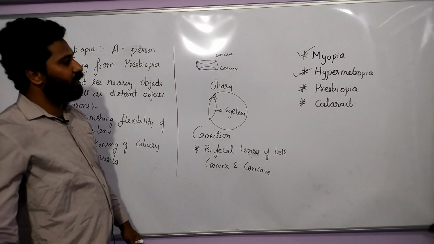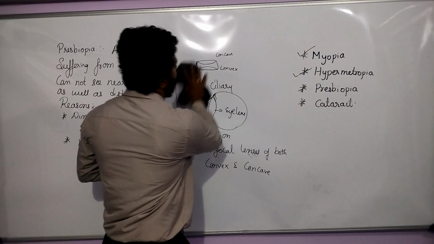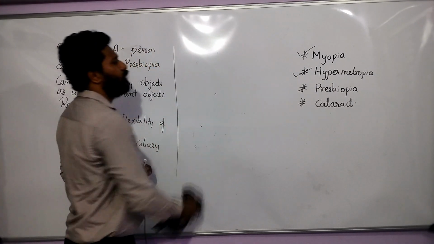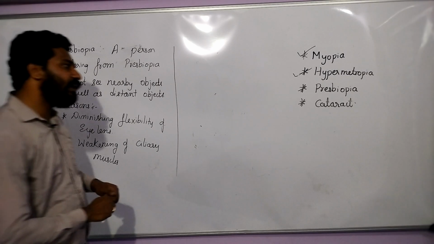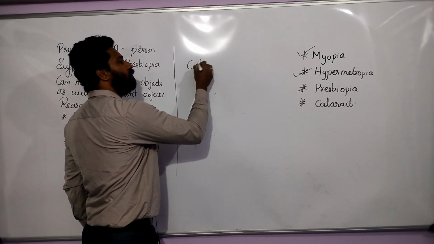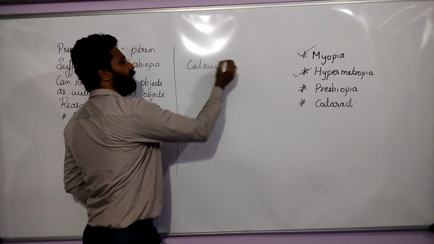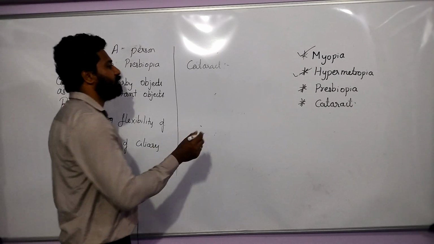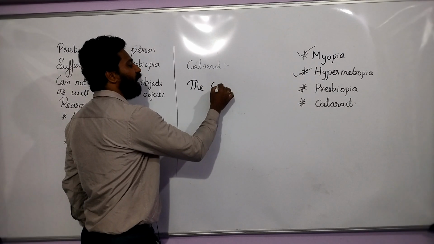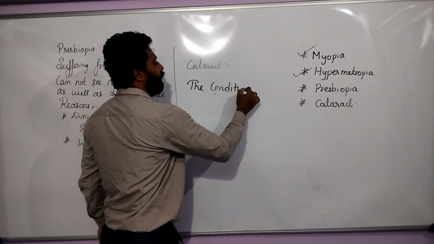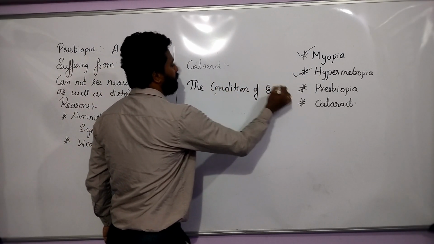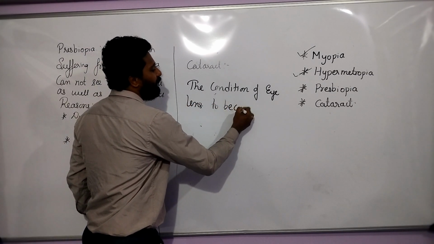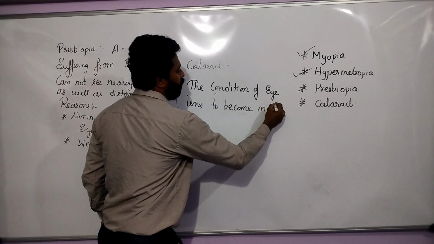And the next one is cataract. Okay, so what is cataract? Cataract is a defect of the eye. It is the last defect we have. It is the condition of the eye lens where the eye lens becomes milky and cloudy.